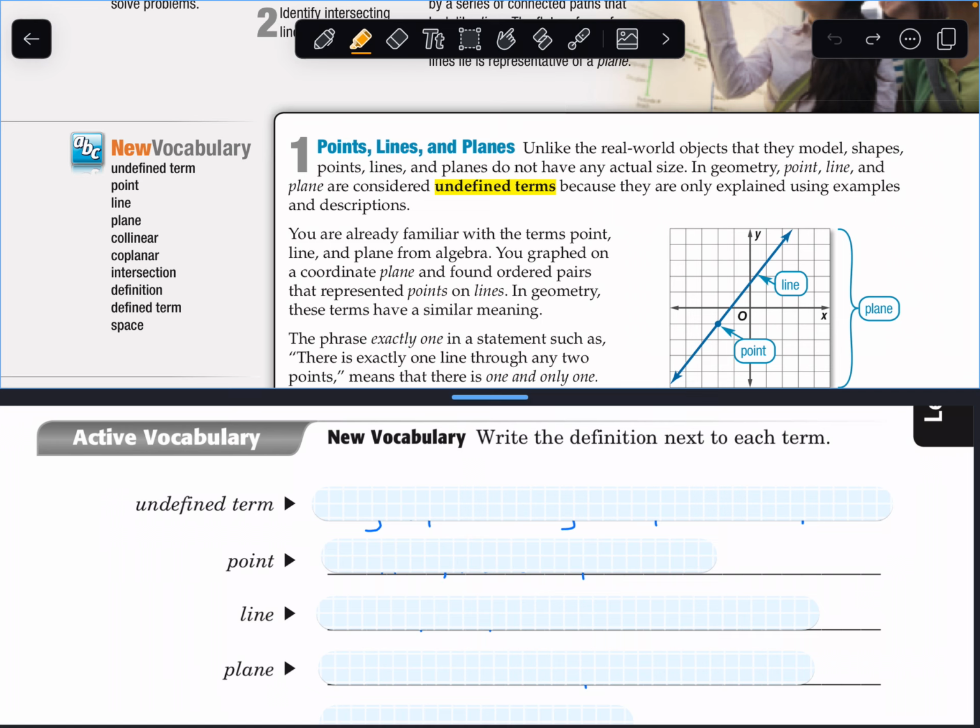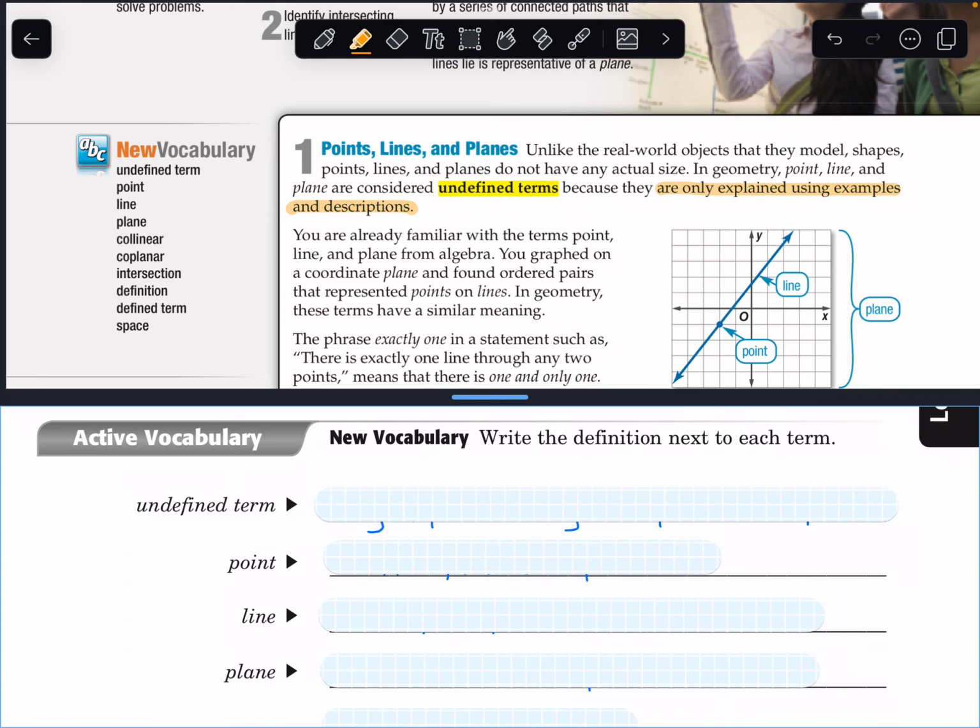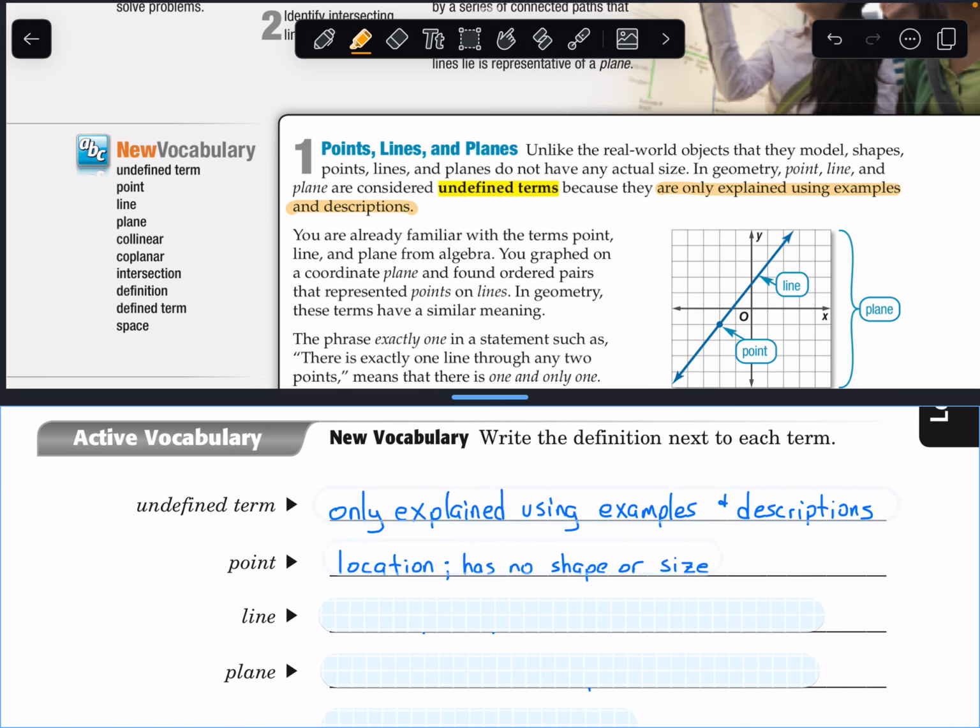Okay, it's a little tough because it's in the middle of a sentence, so I'm going to skip the because. Undefined terms are only explained using examples and descriptions. So that is what I will write here for my definition. Only explained using examples and descriptions. I have pre-written these definitions to save time. Go ahead and pause the video while you write that down.